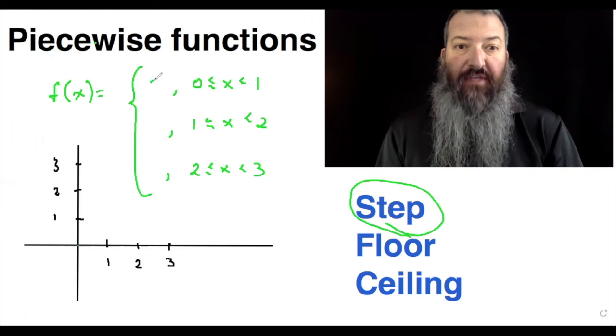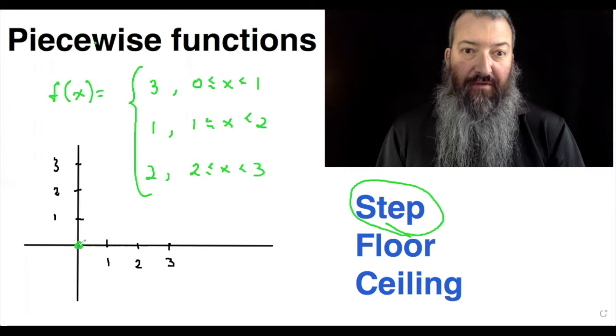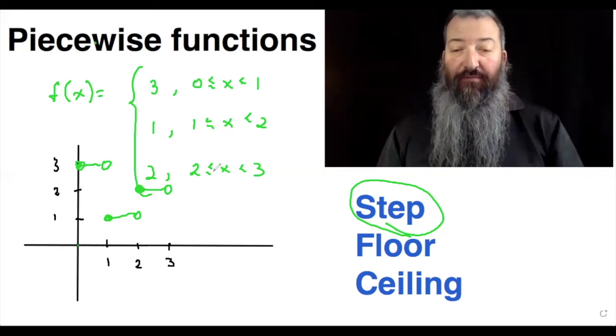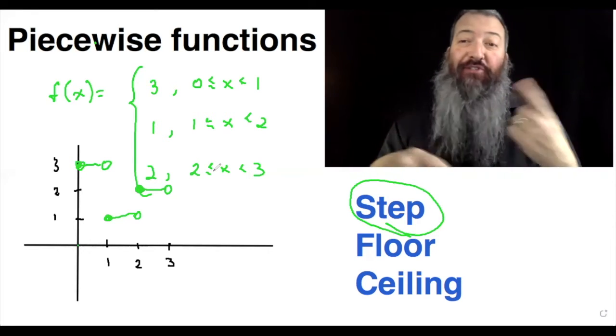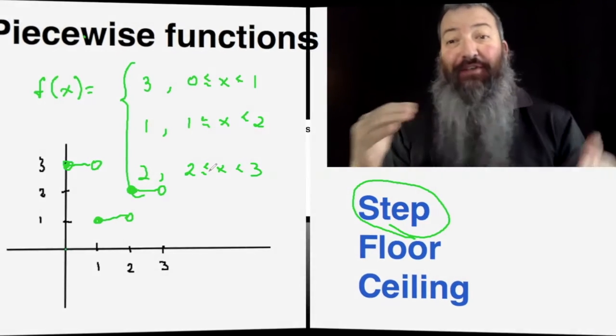On the first interval, let's say it equals 3. On the second interval, let's say it equals, wait, we don't want it to look like steps. So we'll say it equals a 1, and then it equals a 2. On the graph, then you're going to have something like this. Step function. Now we'll move on to a floor function and a ceiling function. I just defined them very generically. But the symbology, well, I'll show you what that looks like next.